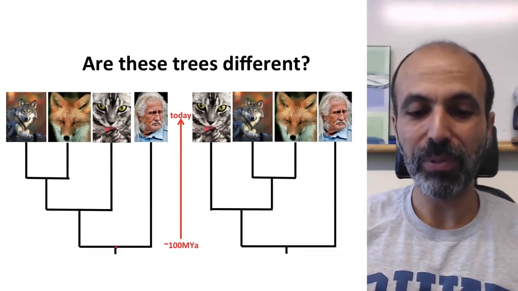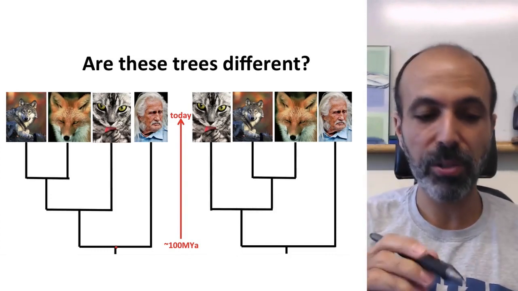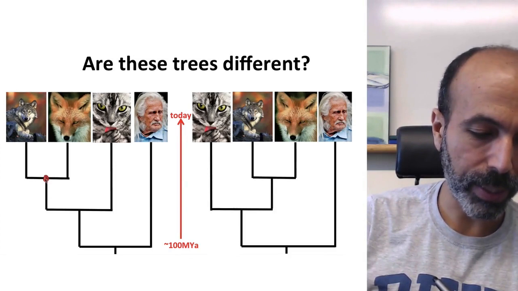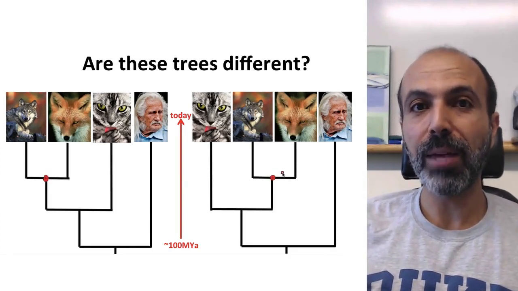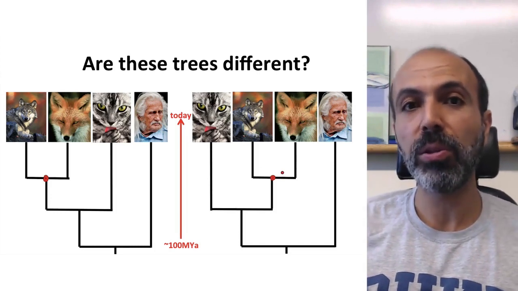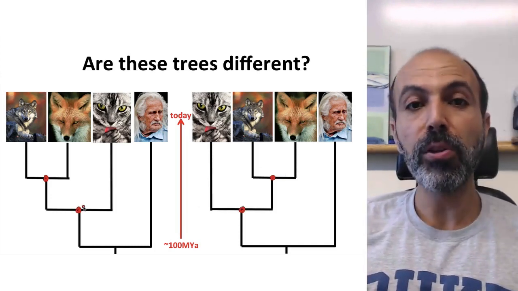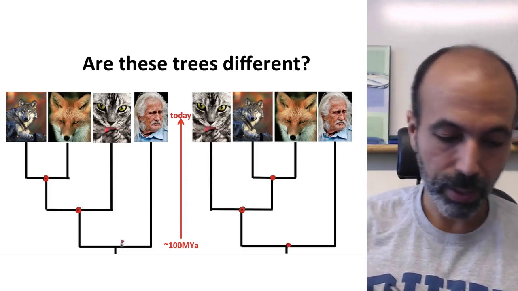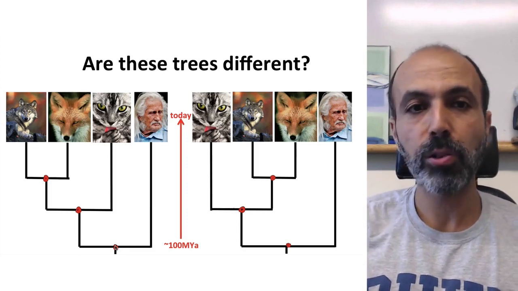Well, I hope that wasn't too difficult. So when you look at this, what is the most recent common ancestor of fox and wolf? Well, it's right there in this tree. It's right there in this tree. What is the most recent common ancestor of cat with either of the two canines? It'd be right there and right there. And with humans, with all of them, it'd be right here and right here. These are basically exactly the same tree.